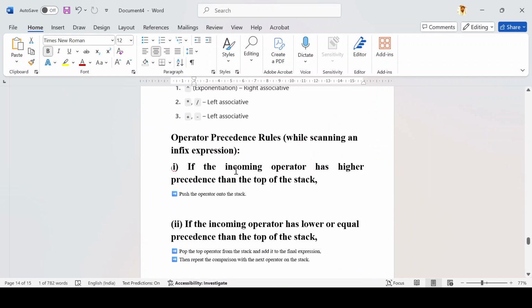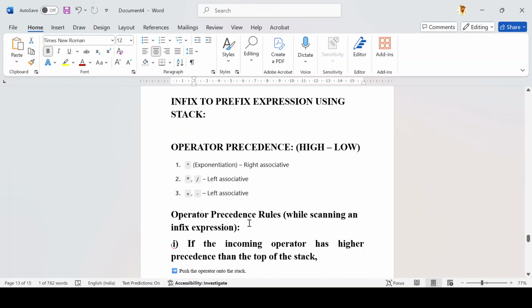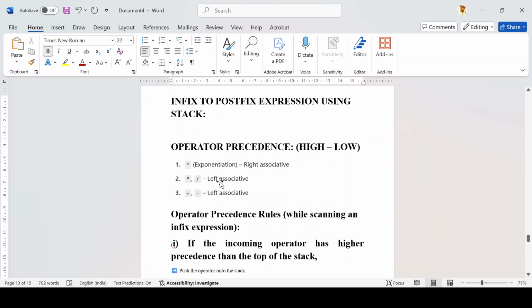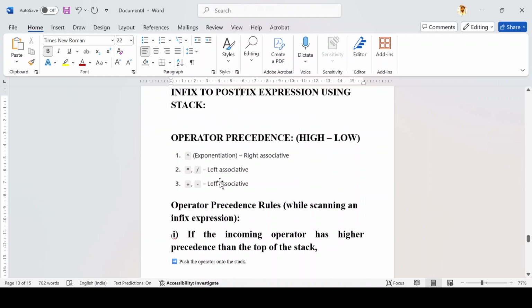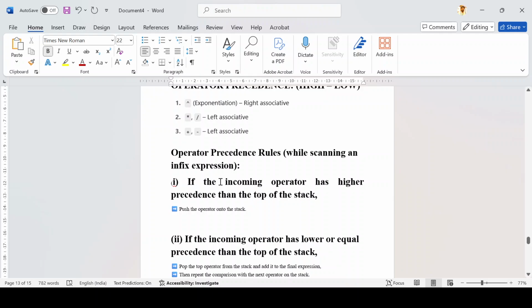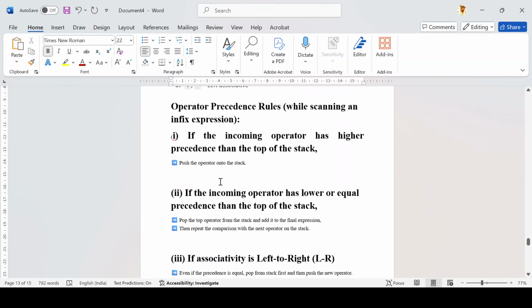These are the rules we have. The title I have given is wrong, it should be infix to postfix. In the infix to postfix expression conversion, we always see three rules. If the incoming operator has higher precedence, we straight away push it into the stack. If the incoming operator has lower or equal precedence, then pop the top of the stack and repeat the same step with the next operator.